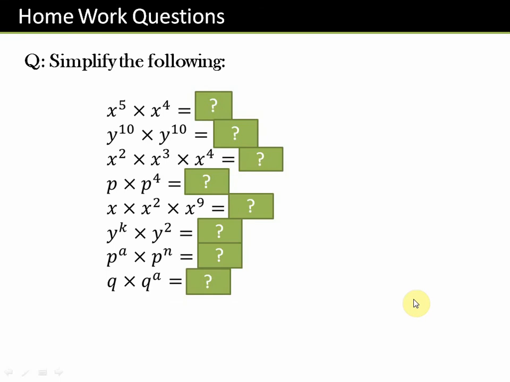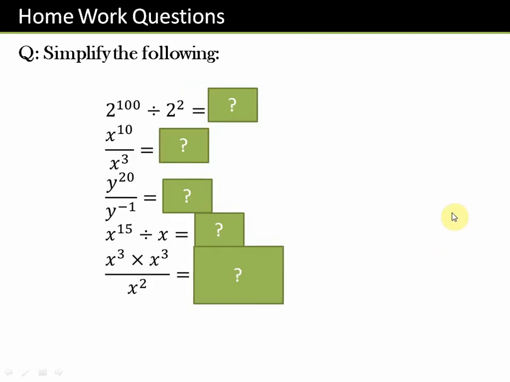Next, moving on, these are the homework questions. Just simplify these questions by adding the powers 5, 4, 10, 10 with each other, and submit the homework to the classroom. And these are also homework questions. These are from the second law of indices, and the previous question is from the first law of indices. So be conscious about the homework. Submit your homework on time.